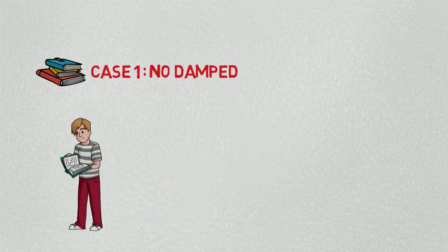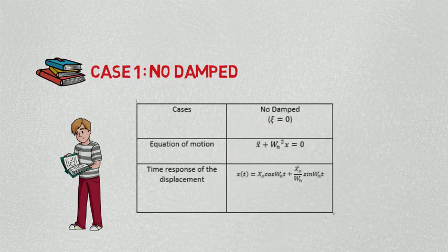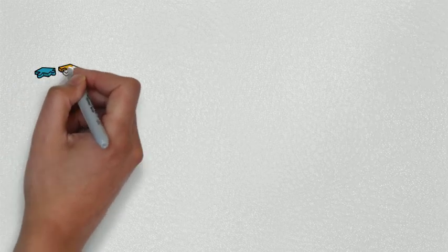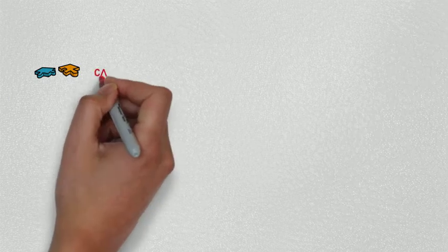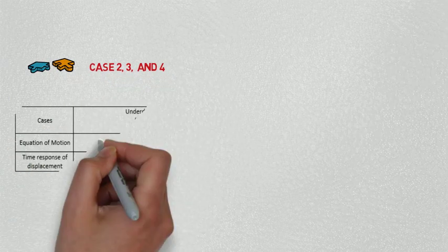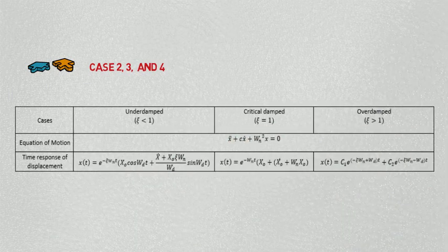So, let's take a look at the first case, no damp. In this case, there is a formula for the equation of motion and the time response of displacement. Next, let's take a look at the rest of the 3 cases. These 3 cases have dampers, so the equation of motion has Cx dot, but the time response of displacement is different. Case 2, where zeta is less than 1, critical damp, zeta is equal to 1, and over damp, zeta more than 1.